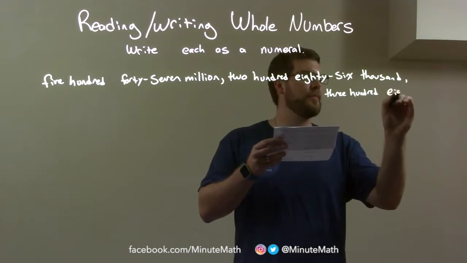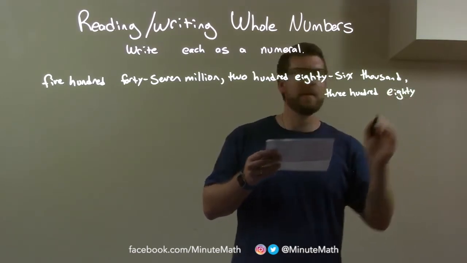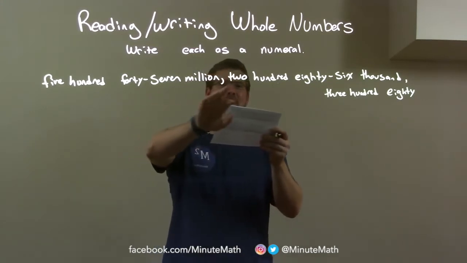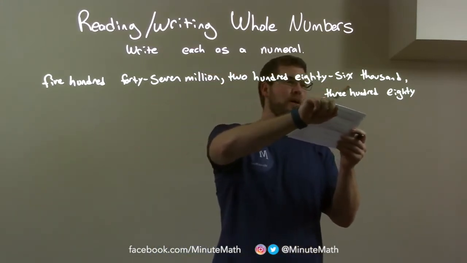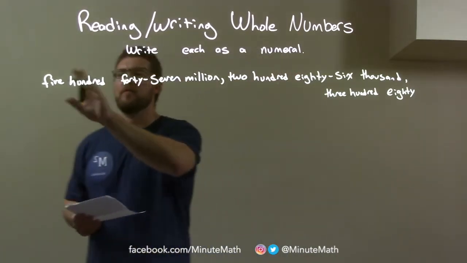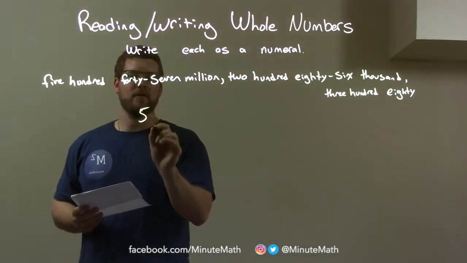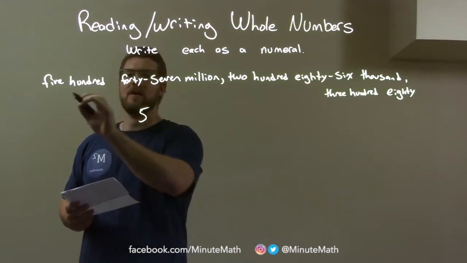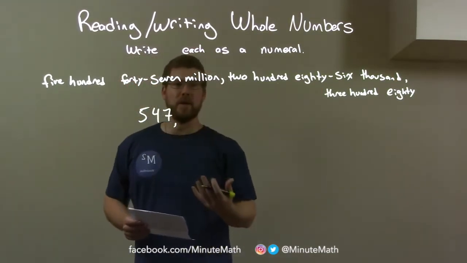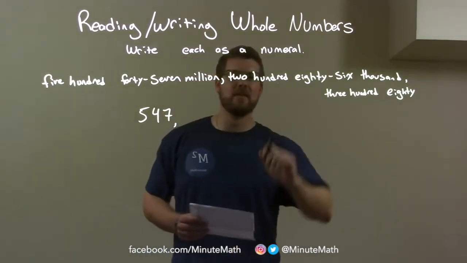Five hundred forty seven million two hundred eighty six thousand three hundred eighty. So let's check that: 547,286,380. First thing we do with the 500. So we have 500, but it'd be 47. So 547, and that's in the millions right here. That means there'd be six places afterwards.